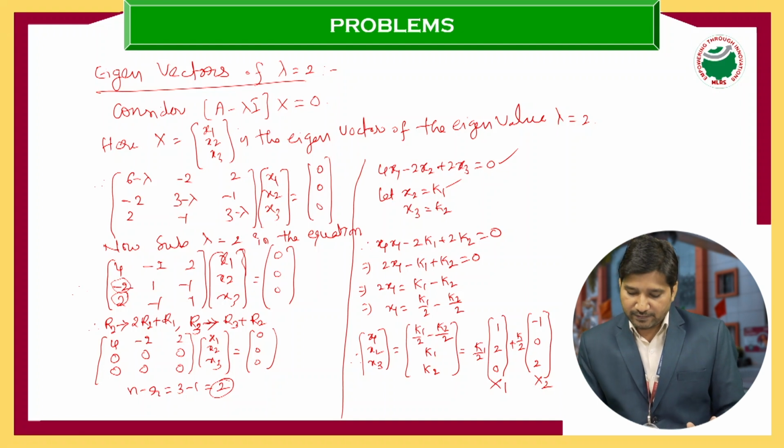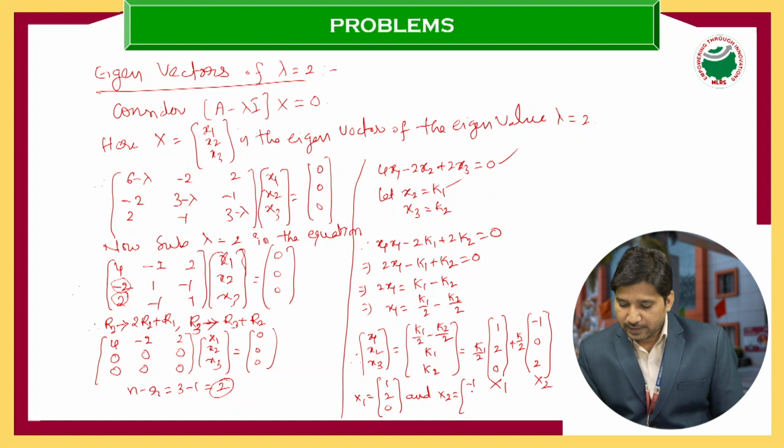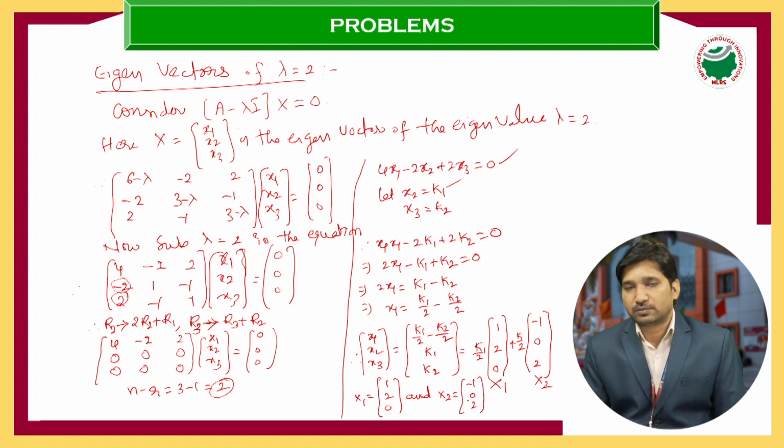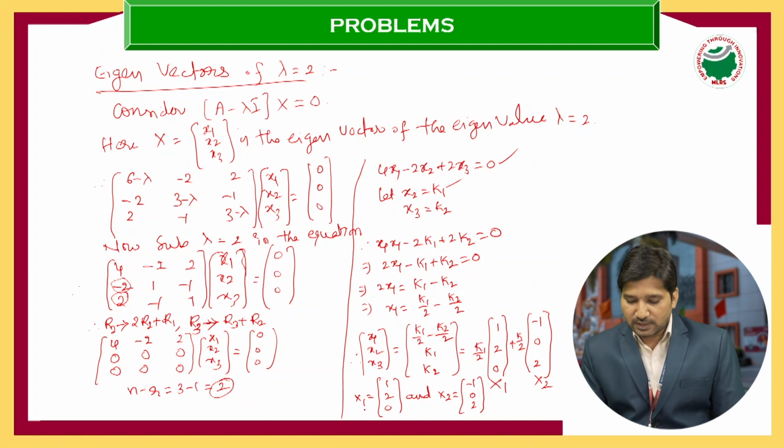Therefore the eigenvector x1 is 1, 2, 0, and the eigenvector x2 is minus 1, 0, 2. To remember: eigenvalues are unique, but eigenvectors are not unique. Multiplying and dividing by some values, the independent variables k1, k2, the eigenvectors also change. So these are the eigenvectors x1 and x2.